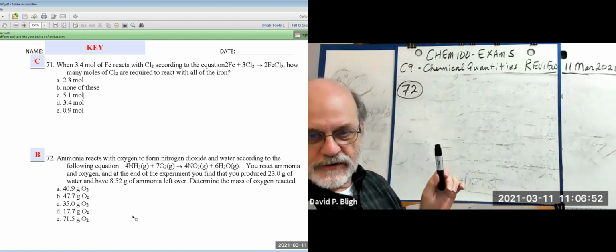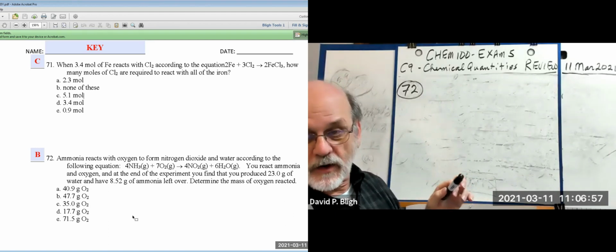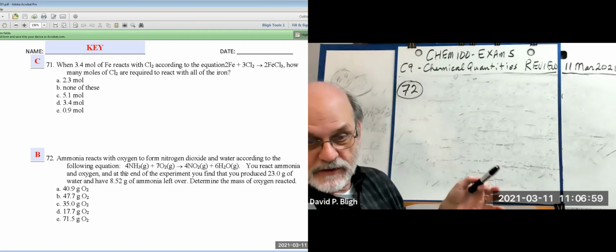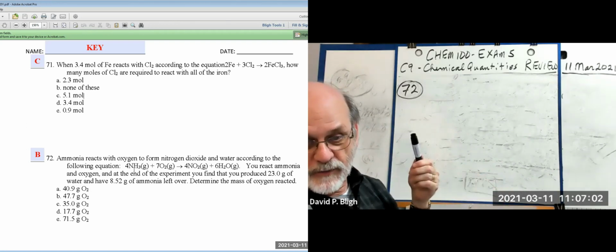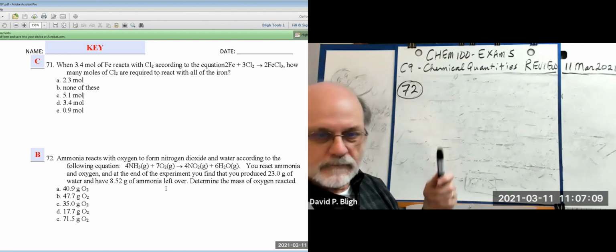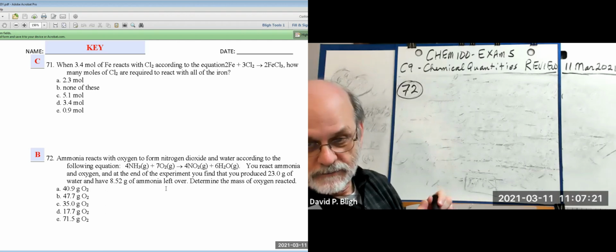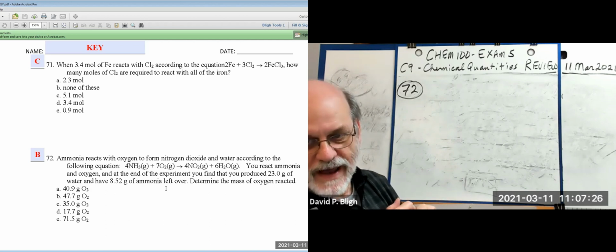Ammonia reacts with oxygen to form nitrogen dioxide and water, according to this reaction. It's already balanced. We can check for ourselves, but it looks like, let's see, 12, yeah, that's balanced. You react ammonia and oxygen, and at the end of the experiment, you find you produced 23 grams of water and 8.52 grams of ammonia left over. What's the mass of oxygen that's reacted?